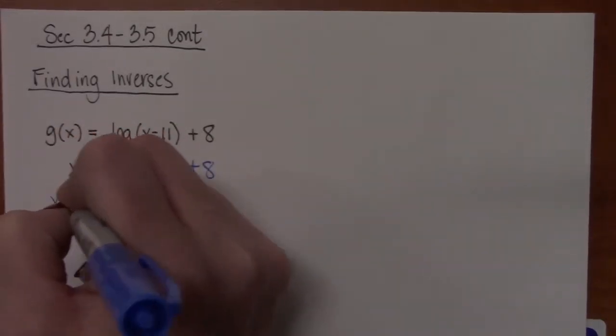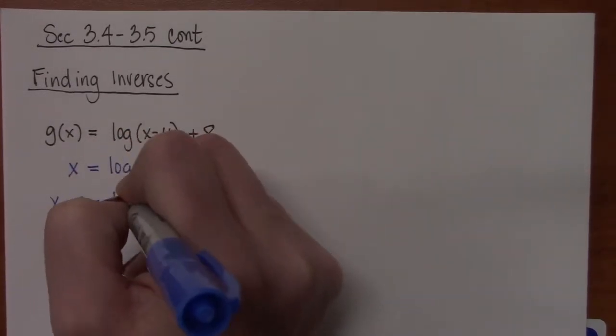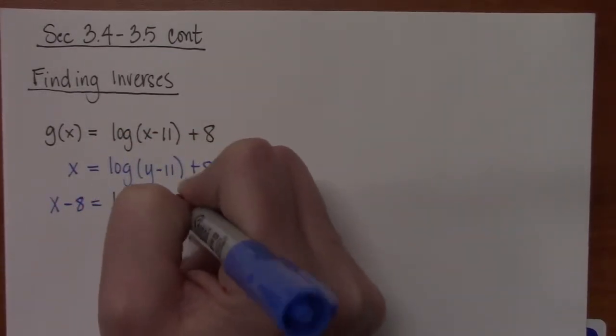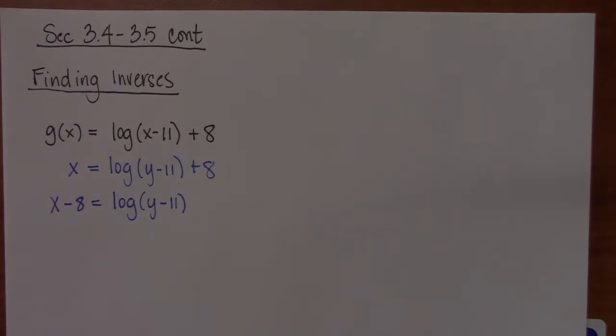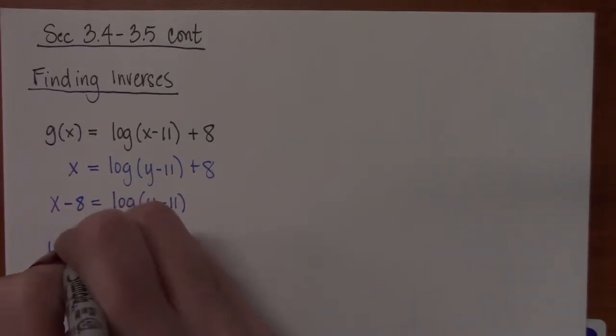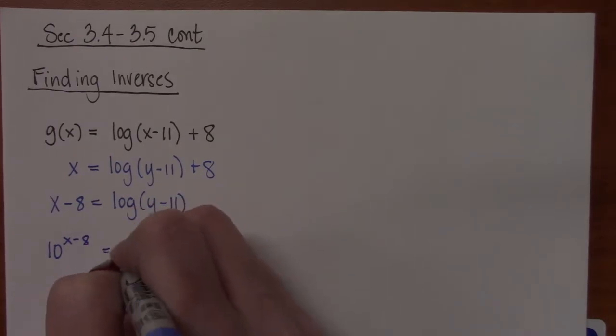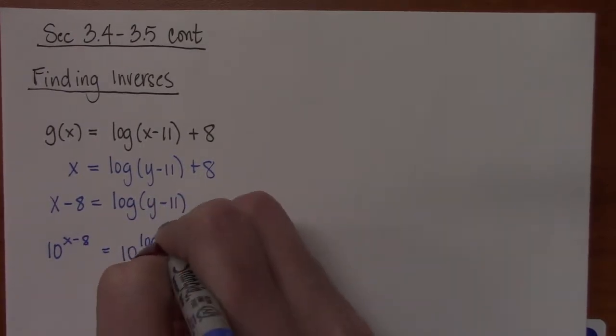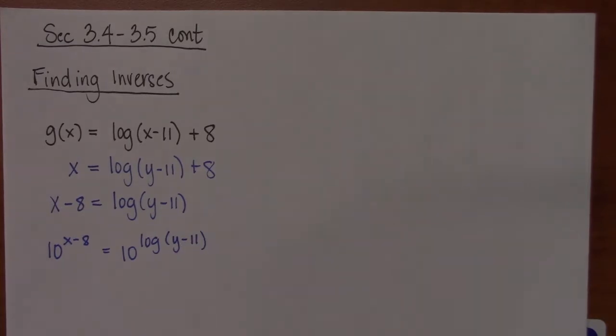So we're going to subtract 8 from both sides. And then here's where you kind of have a choice. So we need to get the y from outside of the log. And so one way we can do that is we can eliminate the log if we raise it over its own base. So in this case, since it just says log, we know that's base 10. So I need to raise each side of the equation over 10. So this becomes 10 to the x minus 8 equals 10 to the log of y minus 11.